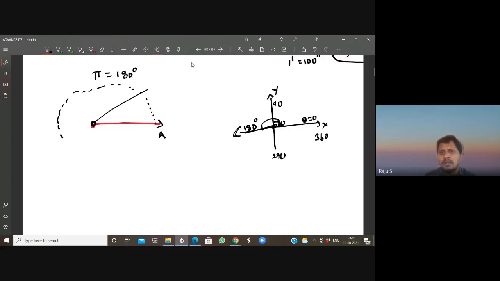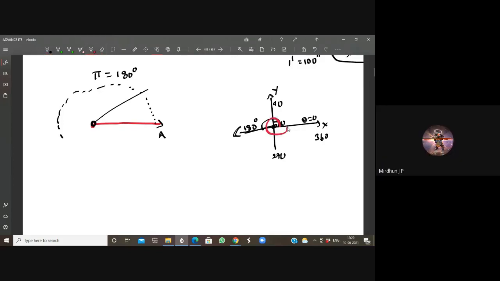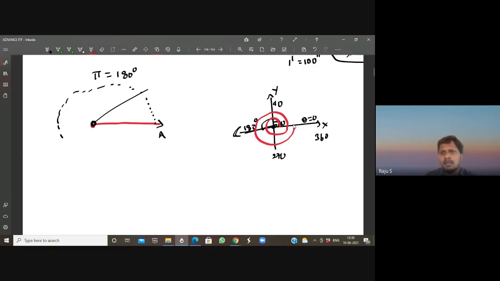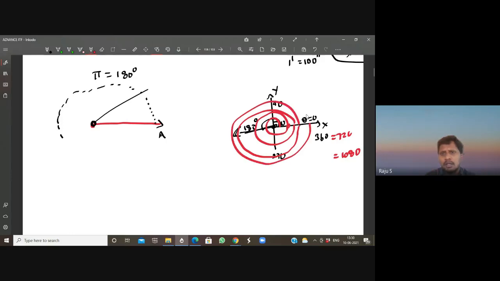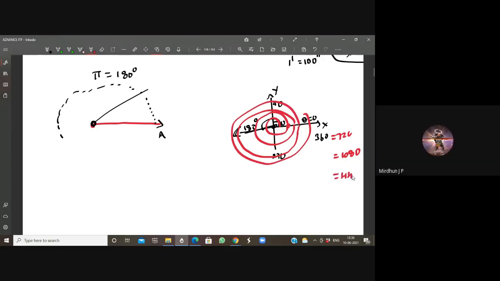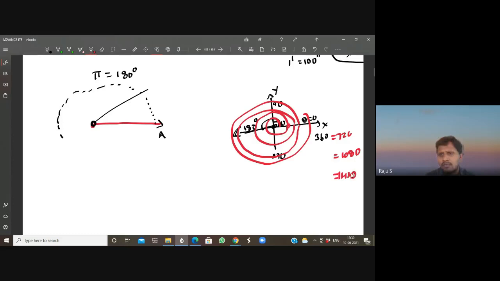Then one complete rotation is given by how many degrees? 360. And the second rotation is given by 360 plus 360, 720. And another rotation is given by 1080. Again, another rotation is given by 1440. Like that, at least we have to remember till 1440. These are the standard angles. We already discussed that.